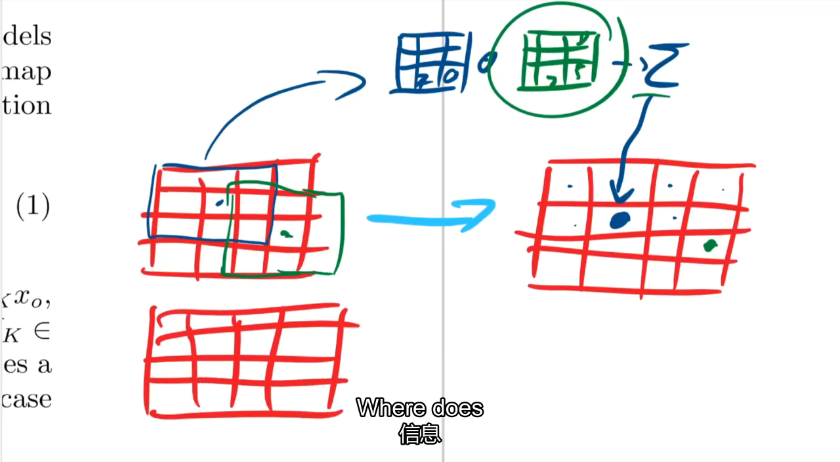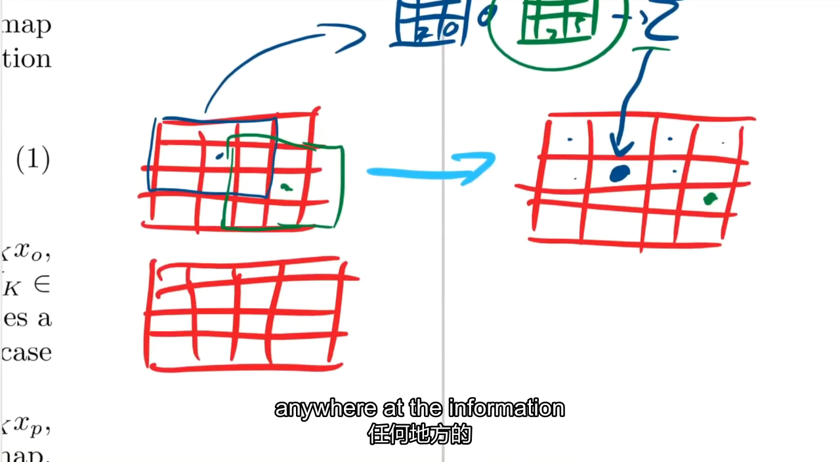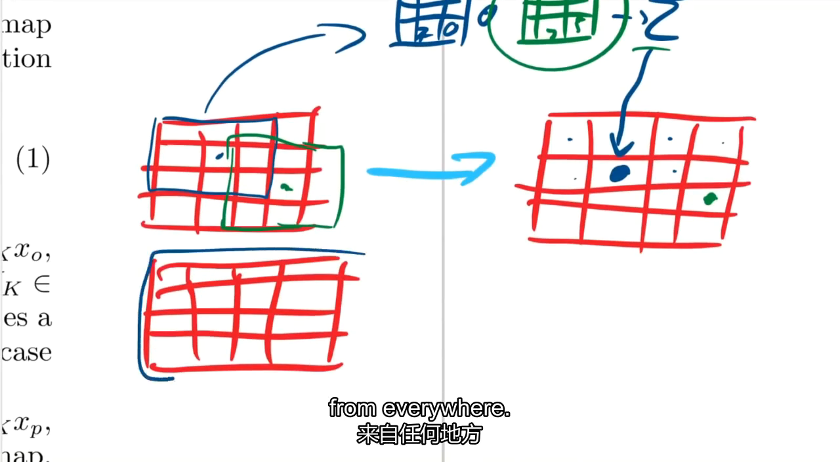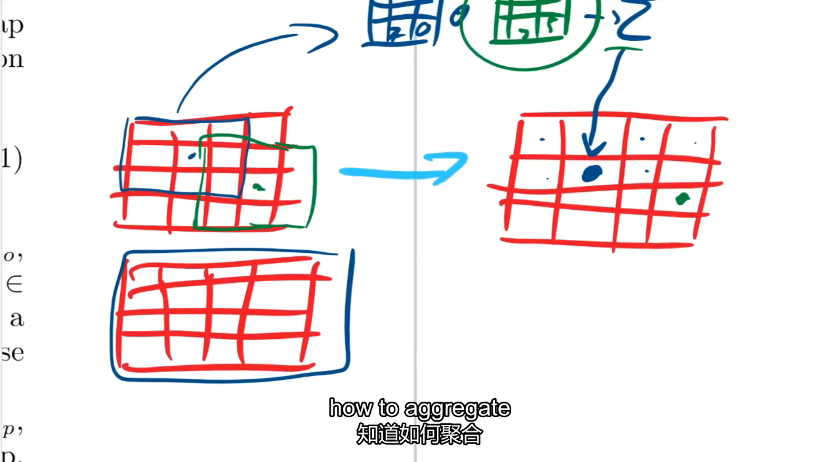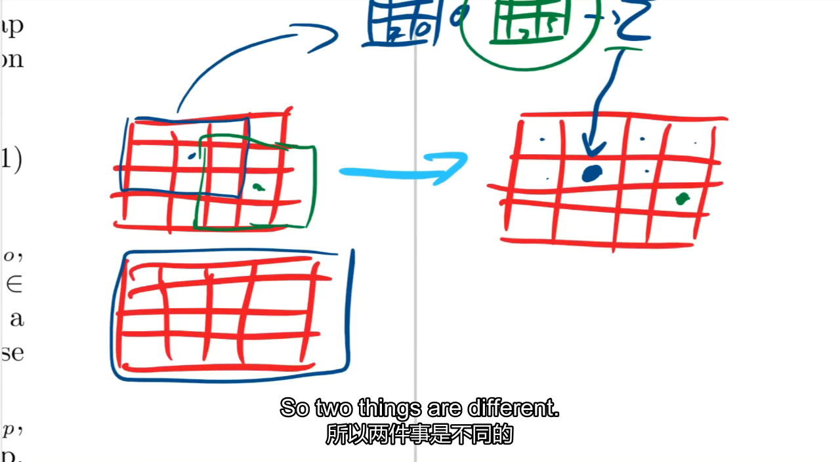Okay, where does the information come from? Everywhere, anywhere at all. Now, how do I know how to aggregate the information? So it's no longer in a neighborhood. How do I know how to aggregate the information? That's also different. So two things are different.